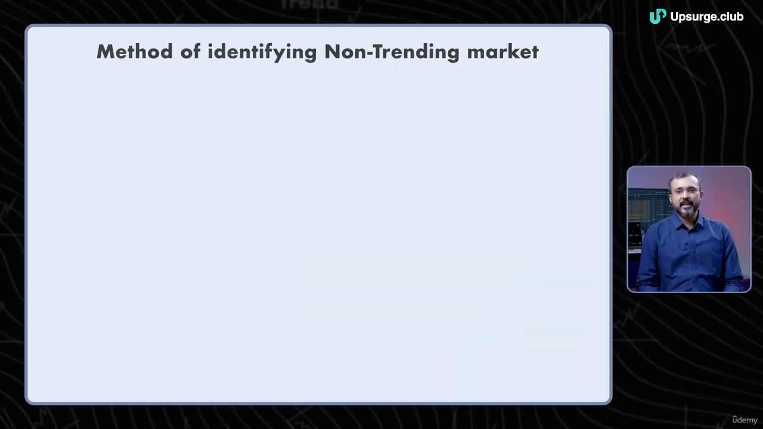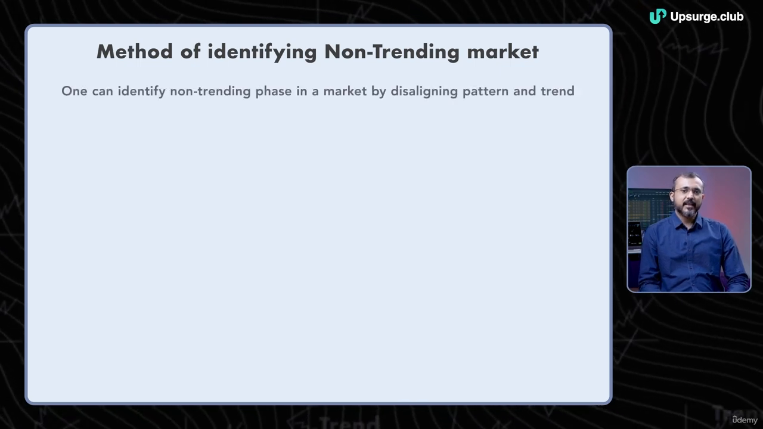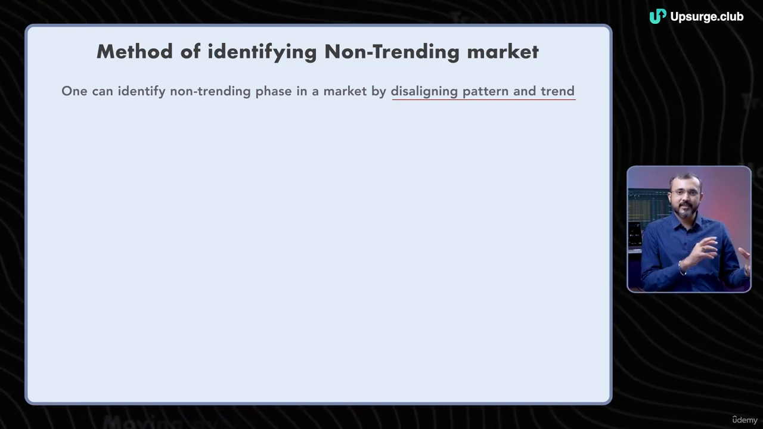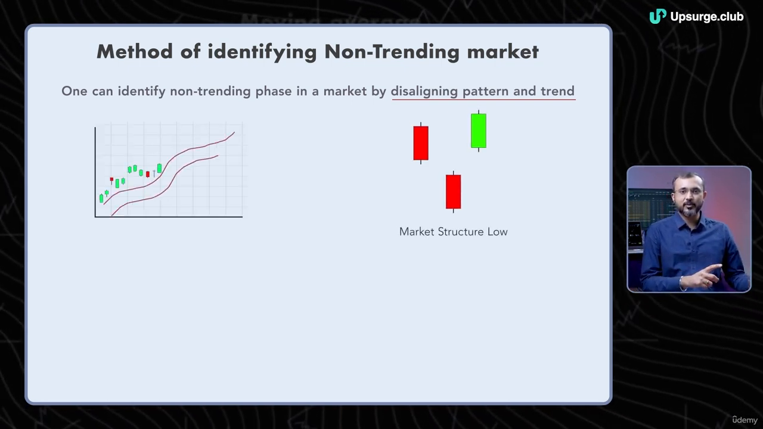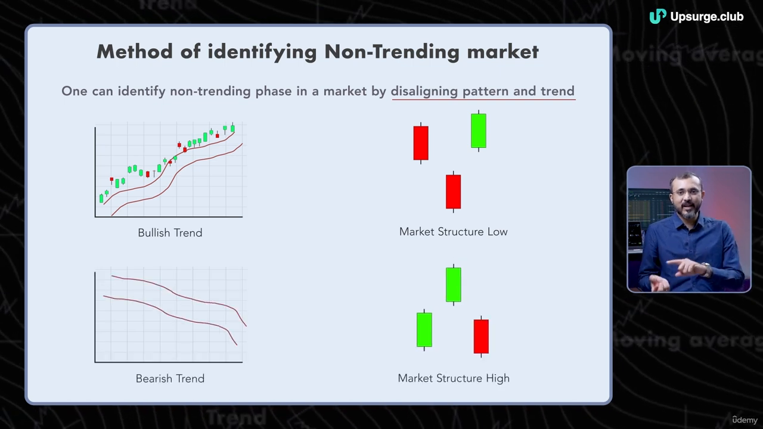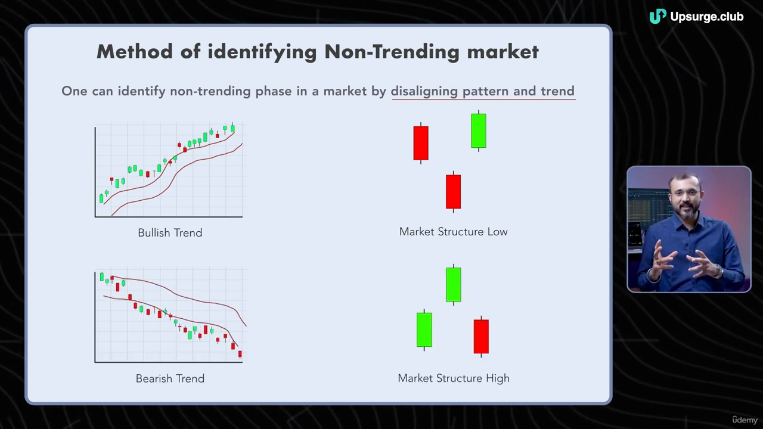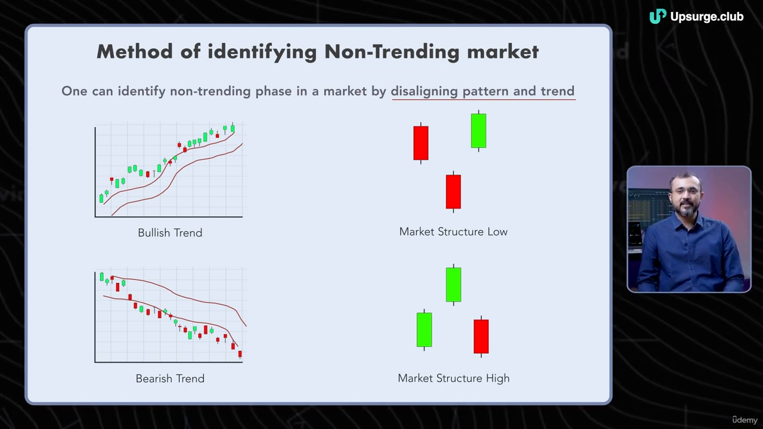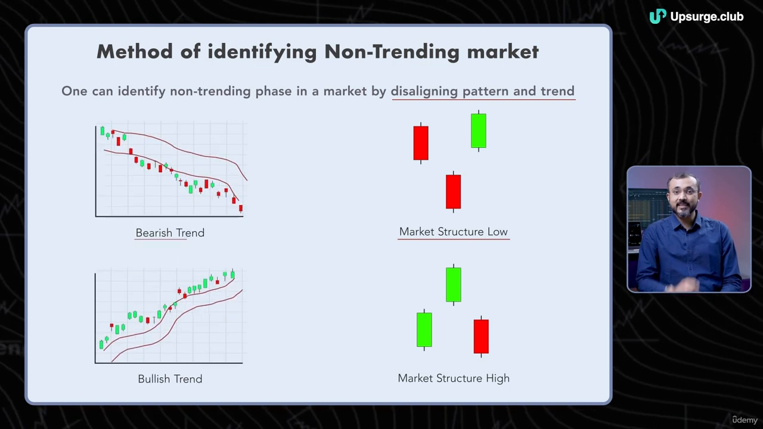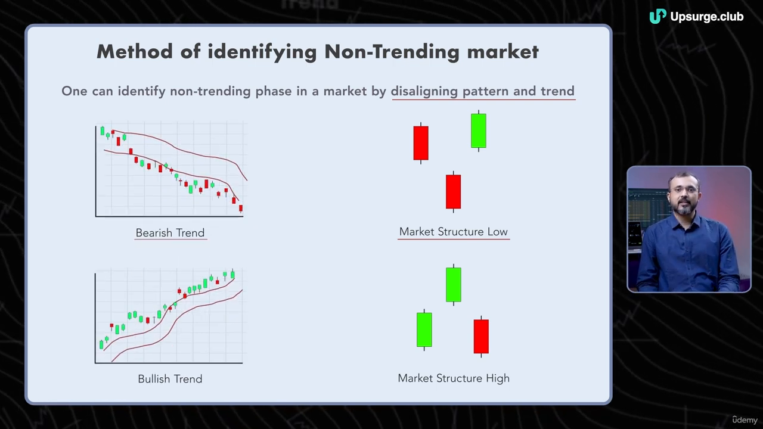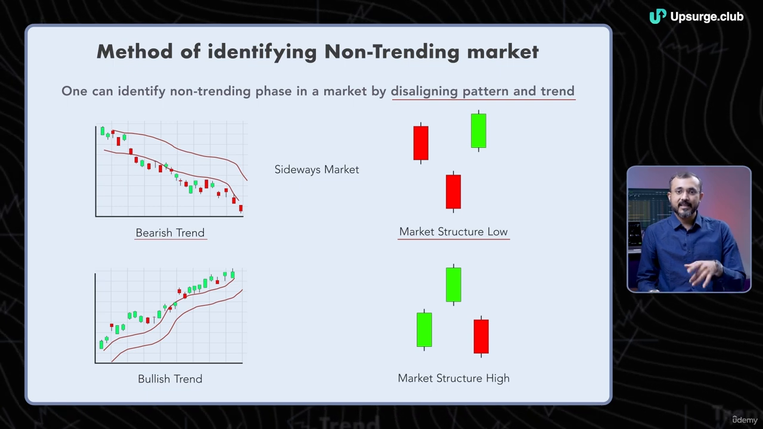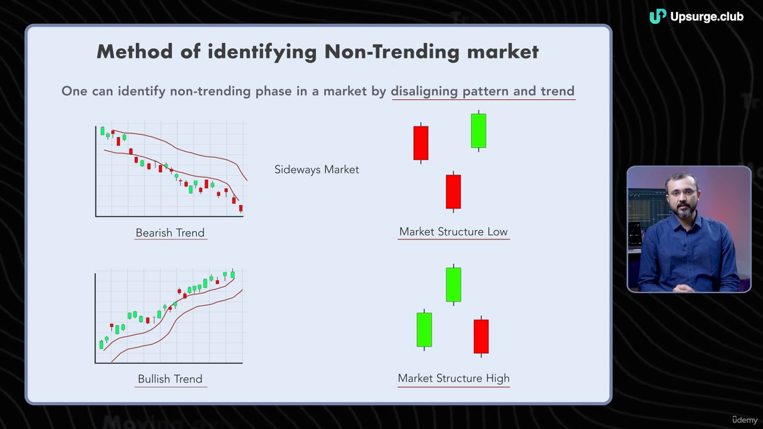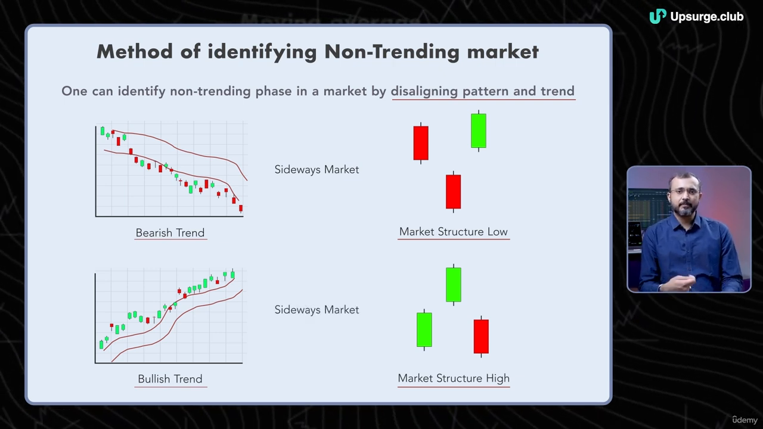So the method of identifying a non-trending phase of the market is by just disaligning the pattern and the trend. In the first part, we discussed that if the pattern is bullish and the trend is bullish, we get a trending market. Now, just to identify it's a non-trending market, how are we going to do that? We are just disaligning the pattern and the price trend. That means the pattern is bullish but the trend is bearish. So bearish trend but bullish pattern, markets will go sideways. Similarly, if a bearish pattern is formed in a bullish trend, the markets tend to go sideways. So this is a simple way.